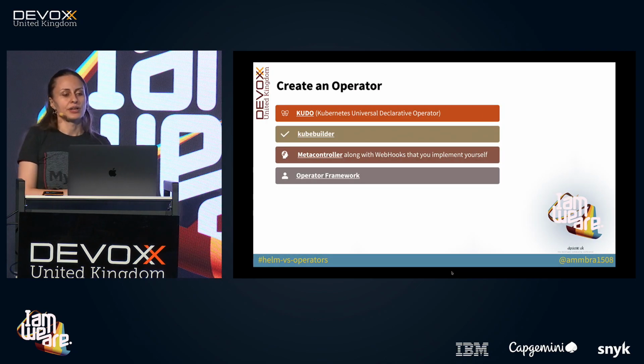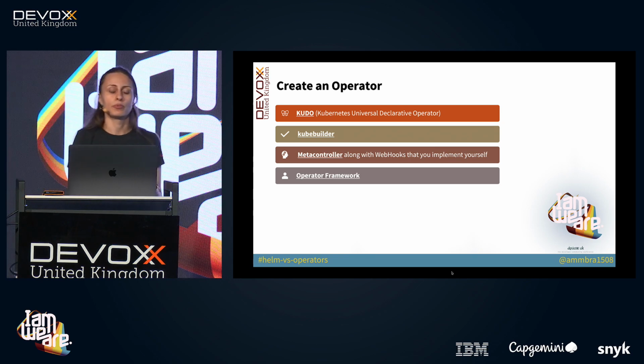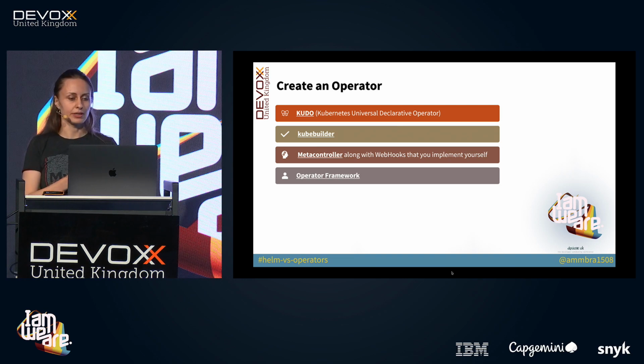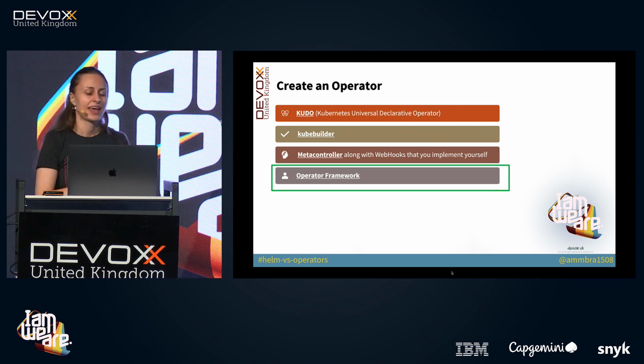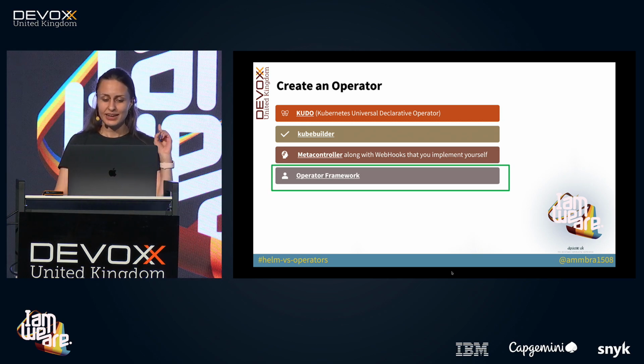How about creating an operator? There are some options available to create your own operator there. If you'd like to be very agnostic from the programming language, you can use Kudo, KubeBuilder, MetaController, or Operator Framework. I personally love this one, the Operator Framework. And I've used this one to create my own operator for the front end.